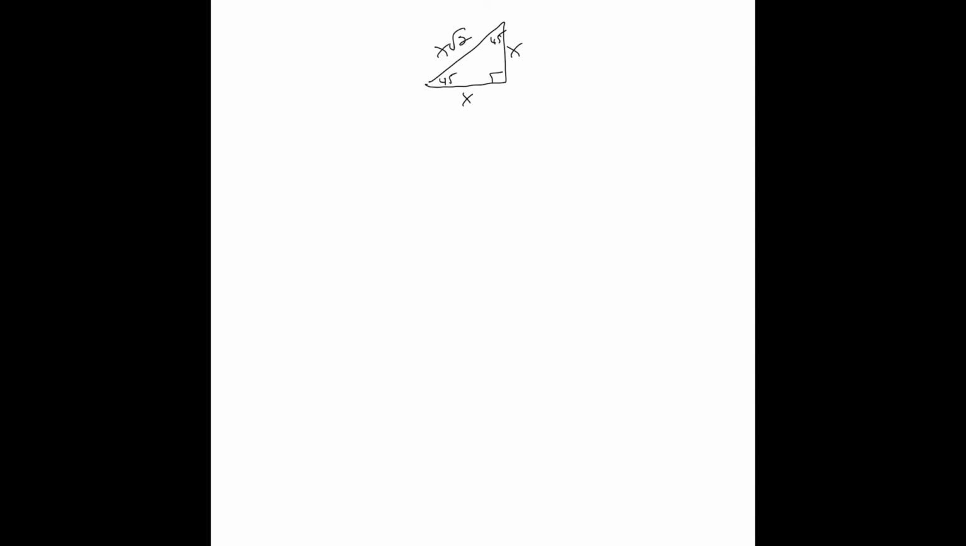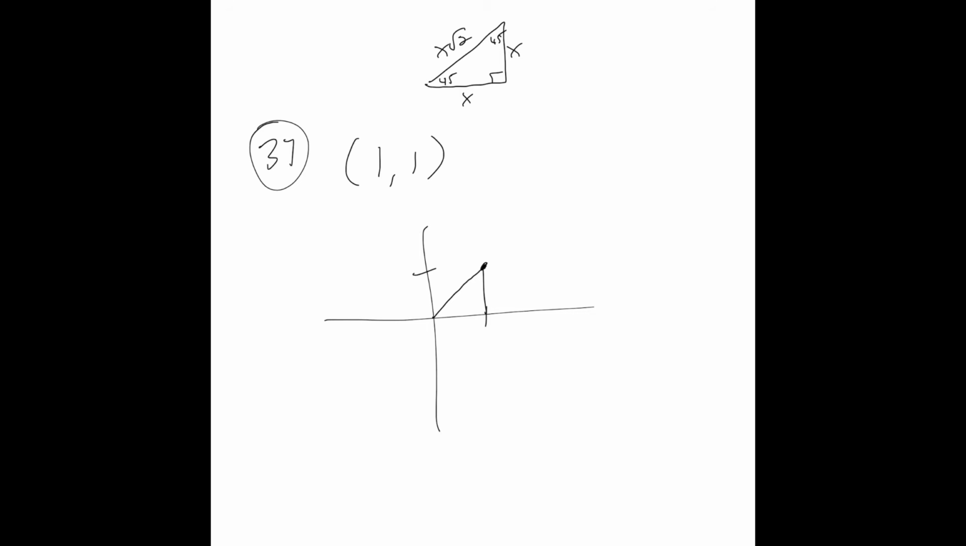So anytime they give you a coordinate, it's a 45 degree angle, or a 45, 45, 90 triangle, when the x and the y are the same. So like 37, they give you 1, 1. So when you plot that, that's a 45 degree angle. Your x and your y are the same thing. So 1, 1, and the radius would be 1 times root 2, or just root 2.